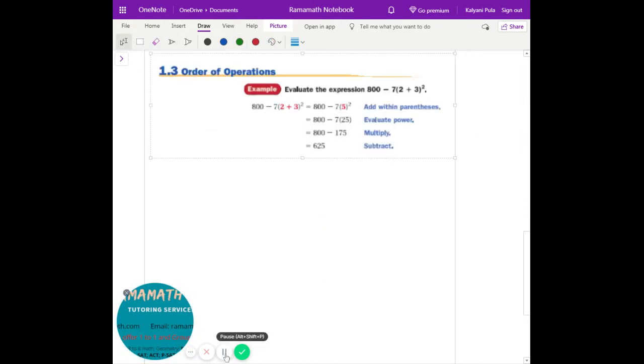Good. The next lesson we worked on is order of operations. In the order of operations, we follow the PEMDAS rule. Let's say you look at this question, parentheses first. Once you do the parentheses, you're going to apply the exponent. And once you're done with the exponent, you multiply the 7, and then you subtract. You follow the order of operations. Okay? Let's do some practice questions on this one.